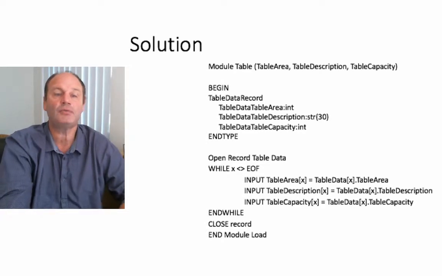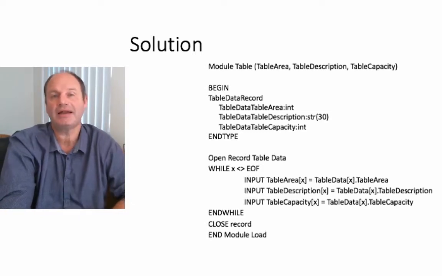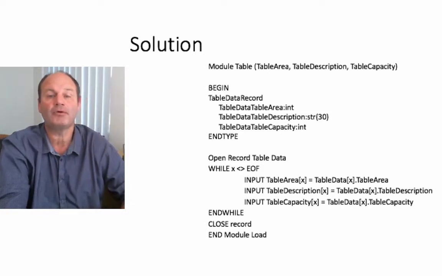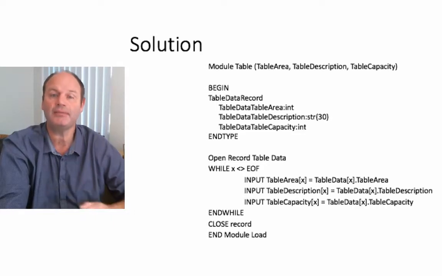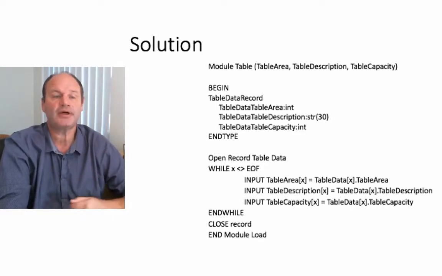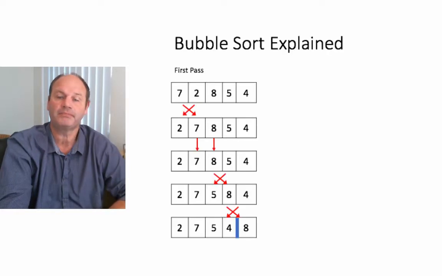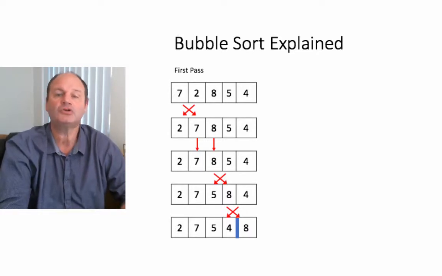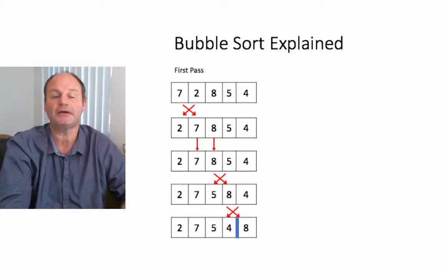Here you can see we have used a while loop to input the 3 arrays: table area, table description and table capacity from the record data, table data. Please make sure that this solution is written down on page 3 of your booklet. Now on to something very new. In the next few slides I'm going to show you how pseudocode can sort data.